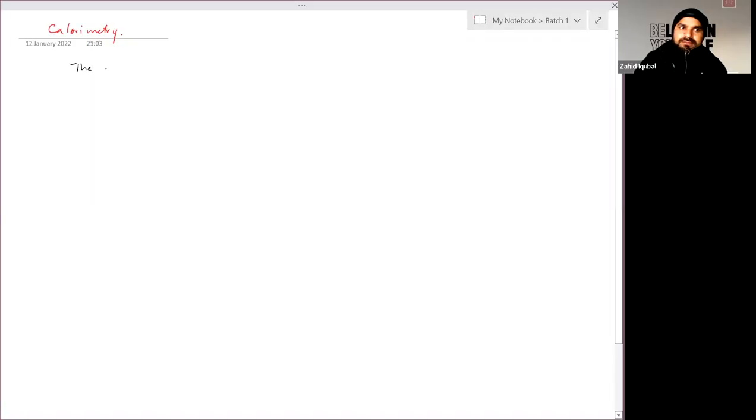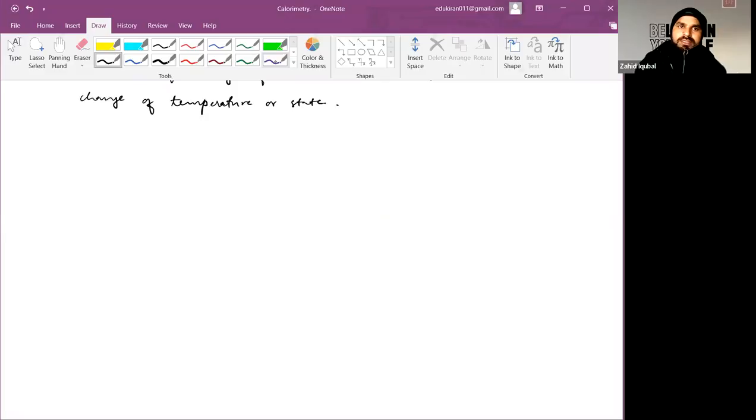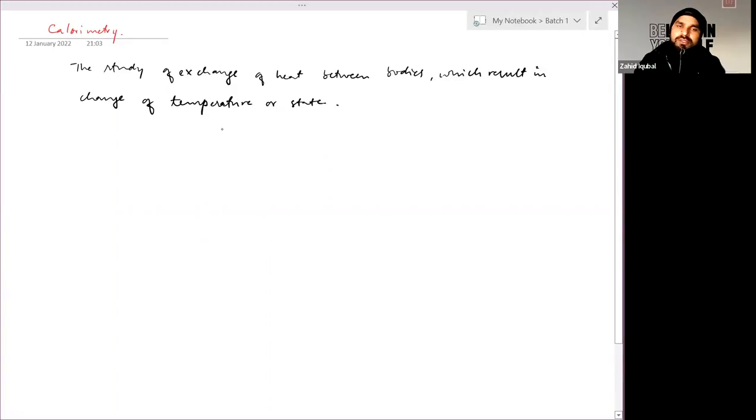So calorimetry is the study of exchange of heat between bodies, which results in change of temperature or state. So depending upon change, we may define this calorimetry into two parts. First, the heat responsible for change in temperature is called specific heat or simply heat capacity. And the other one, which causes change in state, is called latent heat.